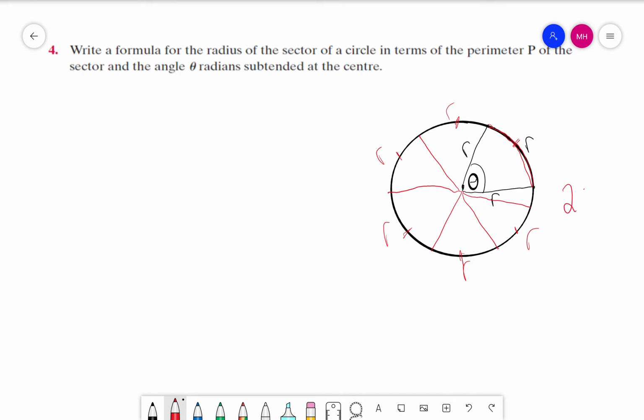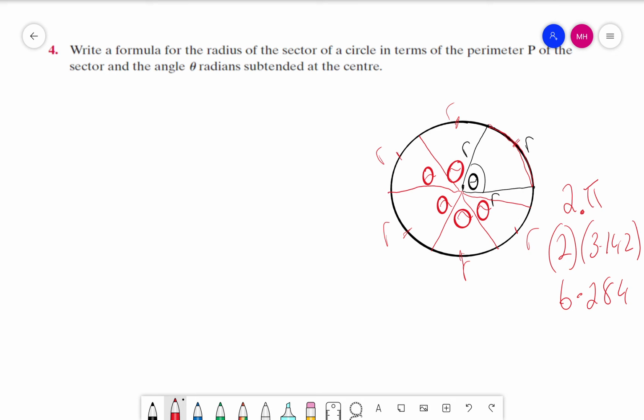It's actually 2 times pi. Pi is 3.142 or whatever it is, so 2 times that is 6.284, right? So the radius will go into the circumference 6.284 times. And you get a radian, a radian, a radian, a radian, a radian, and a 0.284 of a radian. That little bit there is not a full radian.